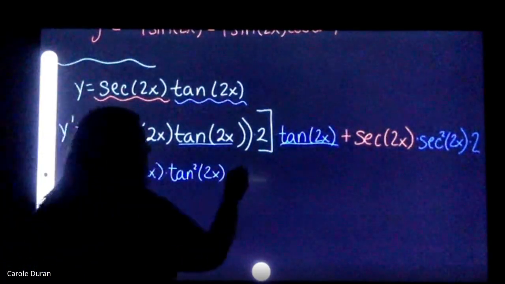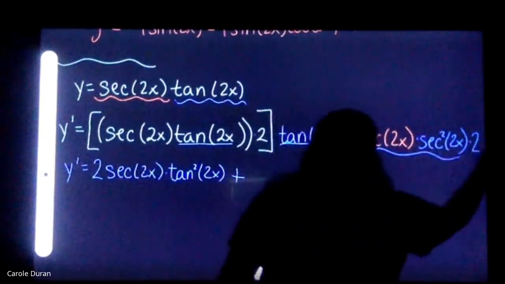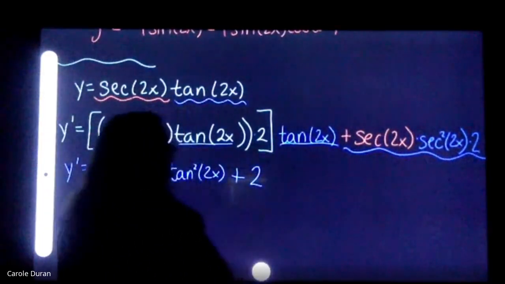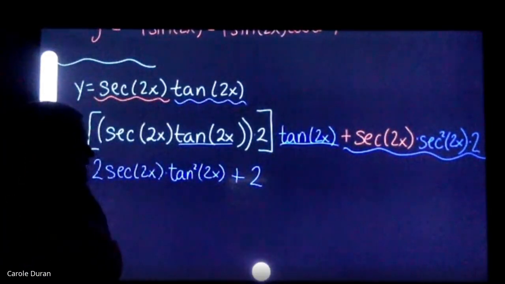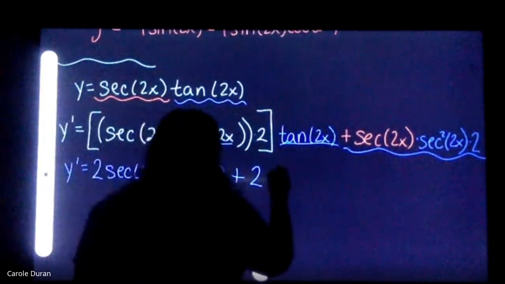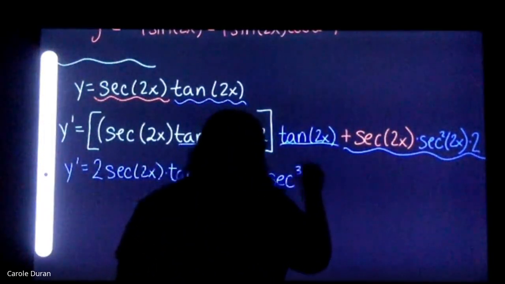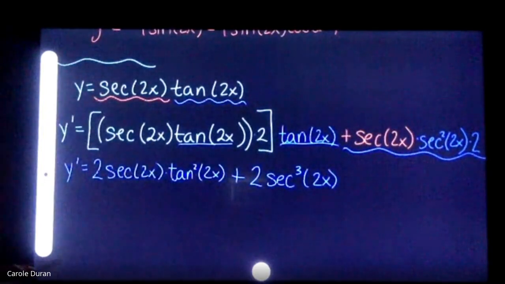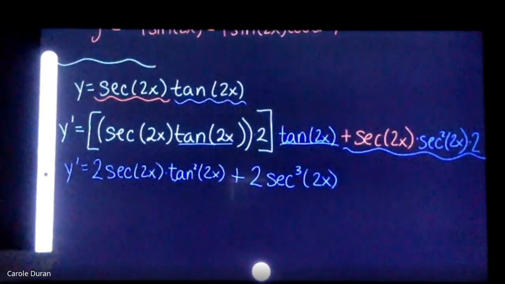And then plus, I'm going to go ahead and put this right side together. The 2 is going to come out front. And then the secant 2x times the secant squared 2x becomes secant cubed 2x. And then that's where we're going to stop.